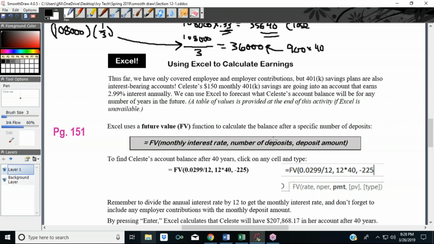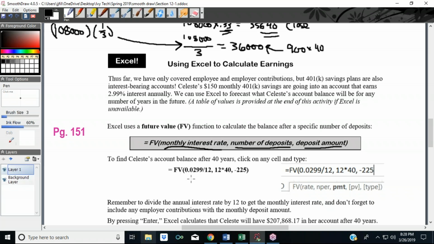And then the future value is, if I put this money in now at a certain interest rate, how much will it be worth a certain number of years down the road? And so again, we have the monthly interest rate, the number of deposits, and the deposit amount.